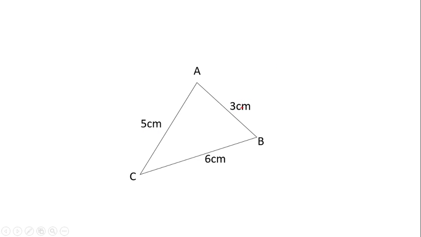Again, we'll consider two different sides. Let us consider 3 and 6. 3 plus 6 will give you 9 and this is 5. So the sum of any two sides is greater than the third side. If you consider 5 and 6, 5 plus 6 will give you 11 and this is 3. So 11 is greater than 3. Here 9 is greater than 5. Also 5 plus 3 will give you 8, which is greater than 6. So the sum of any two sides is greater than the third side.